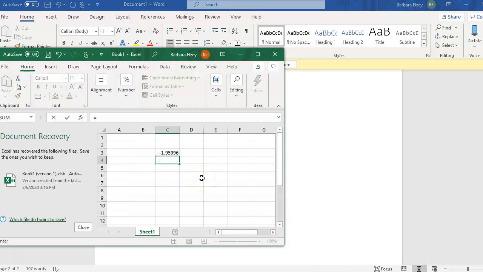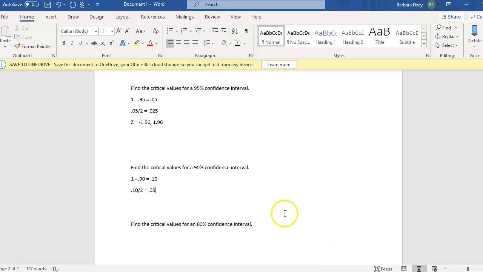So remember that was equal norm.s.inv, 0.05, hit enter, and we get negative 1.64 if we round to 2 decimal places. So Z is negative 1.64, and of course my other value is its opposite, 1.64.